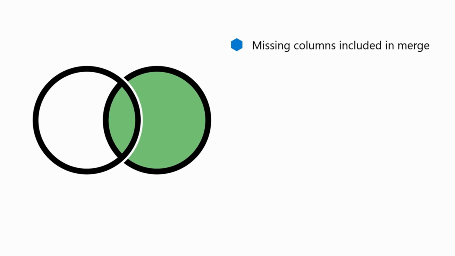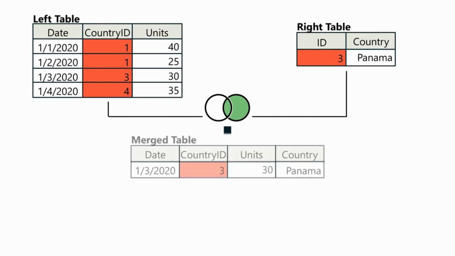A right outer join works similarly to the left outer join, except that all rows in the right table are kept and the matching rows from the left table are merged in. Again, if the right table is missing columns that the left table has, the columns are included as part of the merge. Similarly, if there is no match for a row between the tables, default or null values will be used for columns where no matching data is available. In our scenario, the resulting table will have date, country ID, units, and country name.